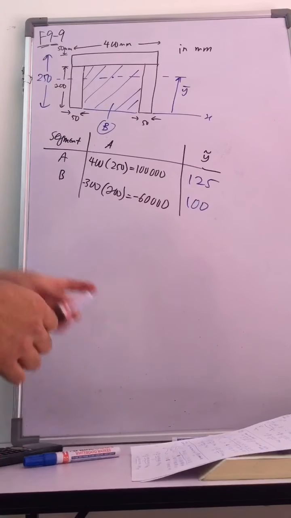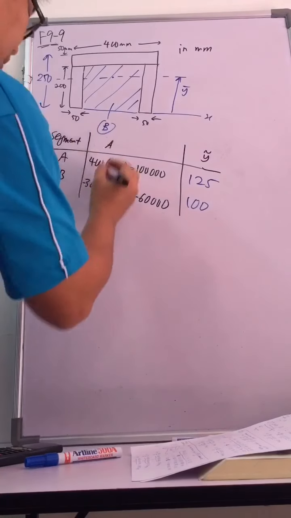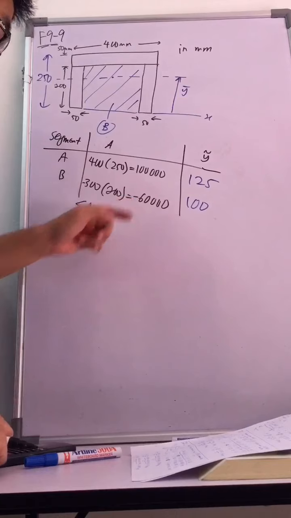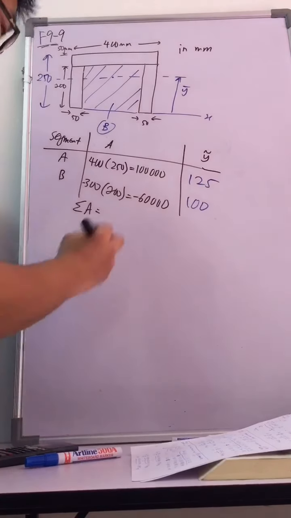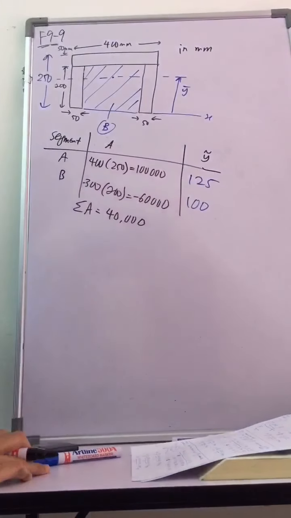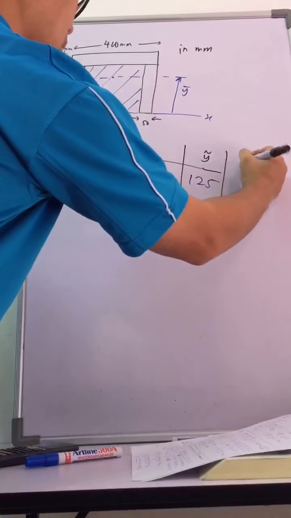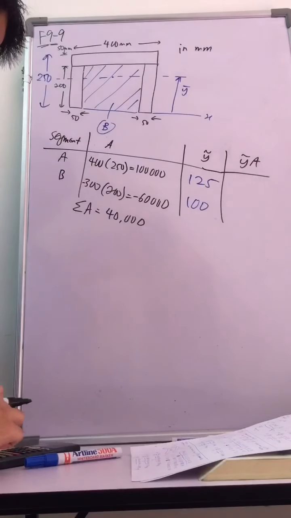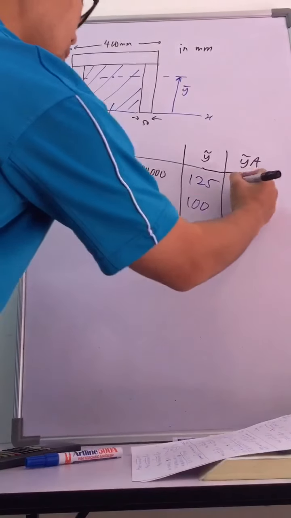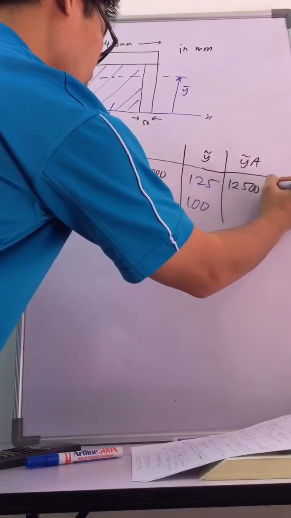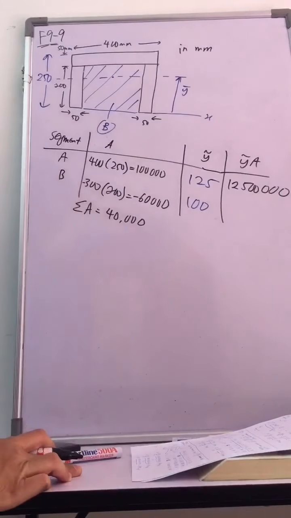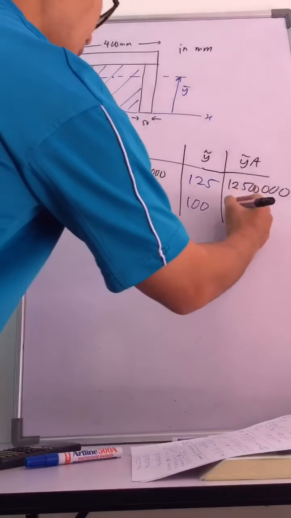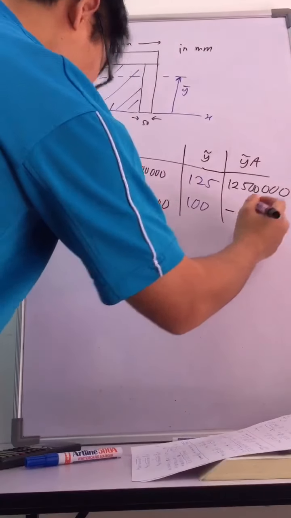Okay, and then for this A, you do the summation of A, okay? So 100,000 minus 60,000, you got 40,000. It's okay. And then you need to have your y tilde A, okay? So y tilde A, 125, the first one, times 100,000. So you got 12,500,000. Okay? And then for this one, 60,000 times 100. So you got minus, okay, because minus here, right? So minus 6 million.